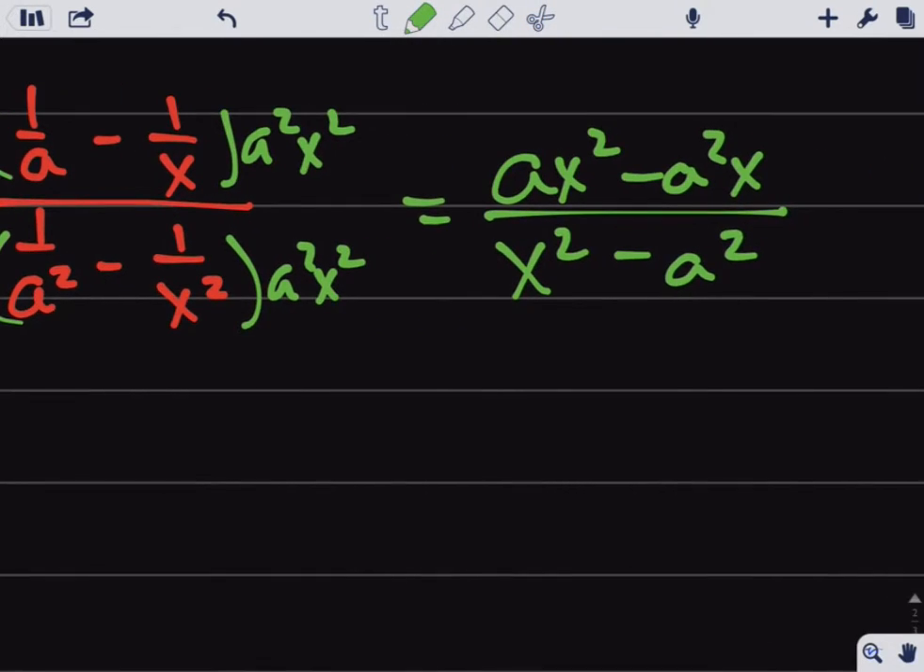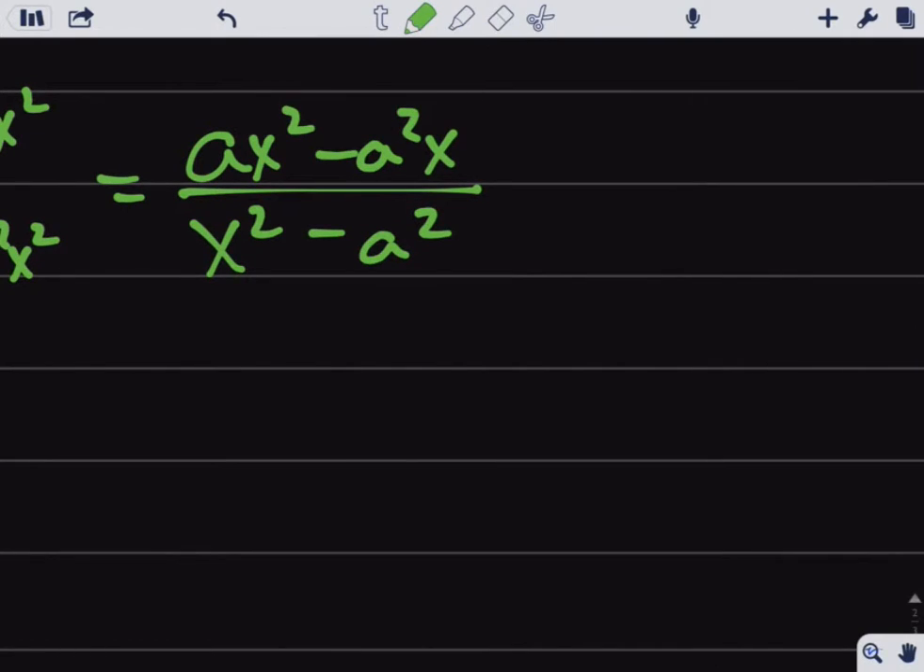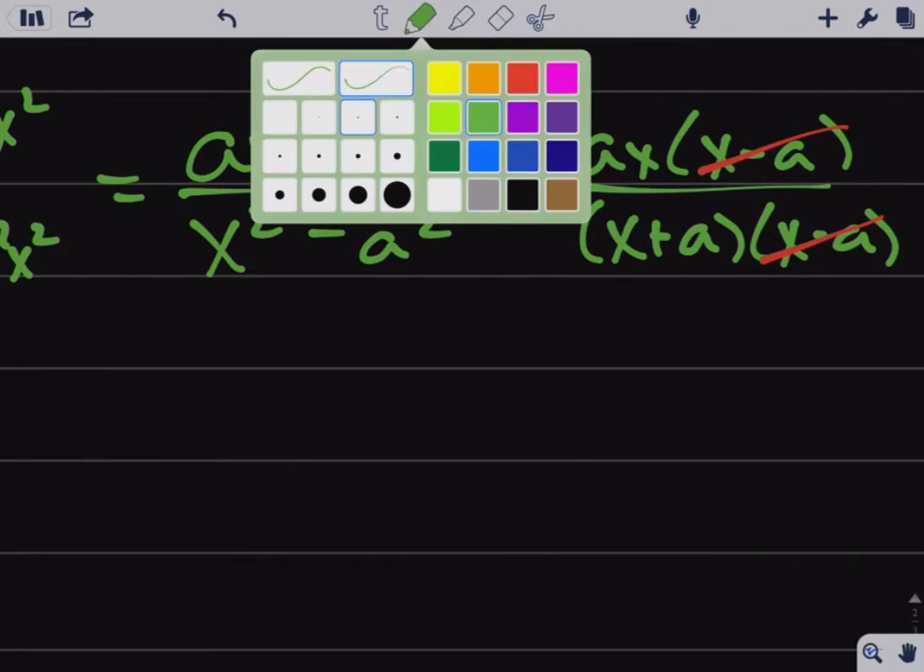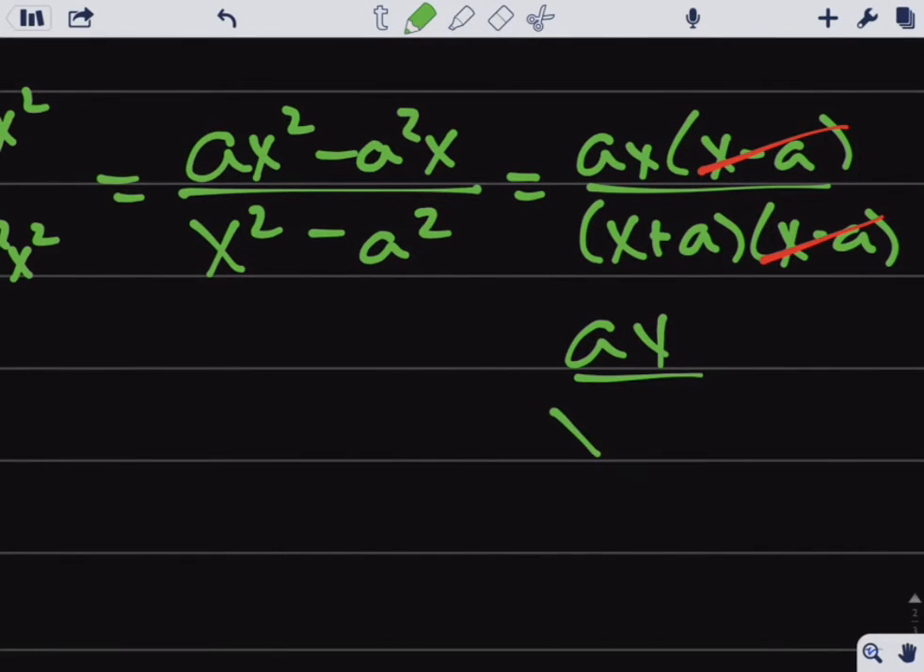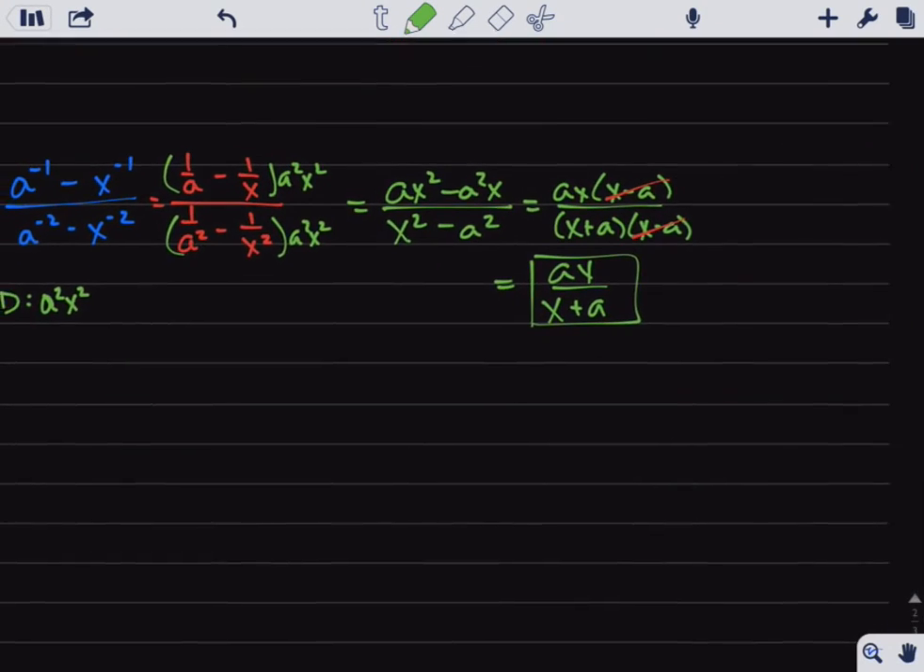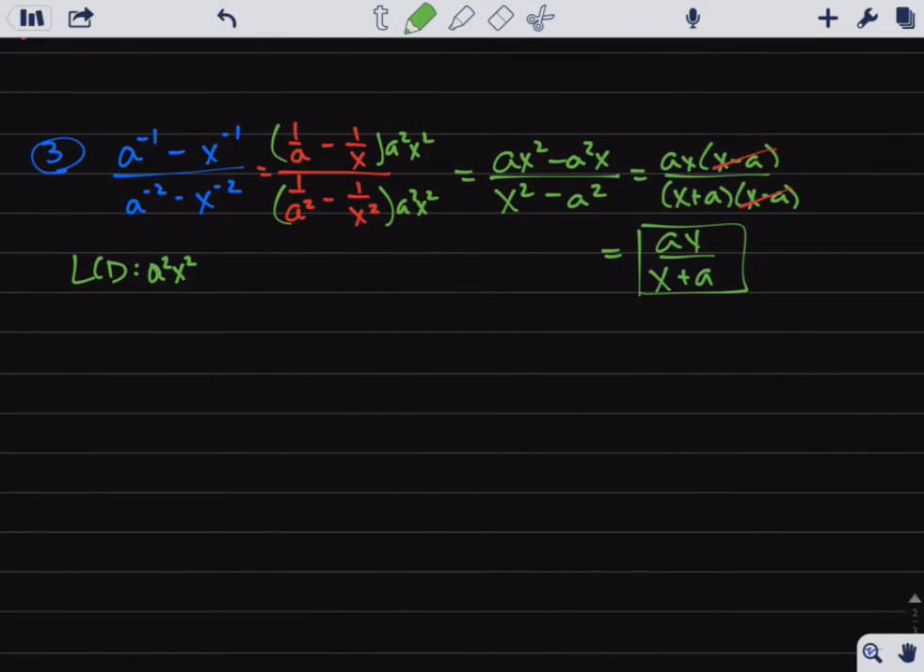And so I can do some factoring now. I can pull out an ax on top and I get an x minus a. On the bottom, that's the difference of squares, so that's x plus a, x minus a, and then things cancel. And we get a nice, easy expression at the end. And that's your answer. Take it all the way back out to the original, and there's the whole thing in its entirety.